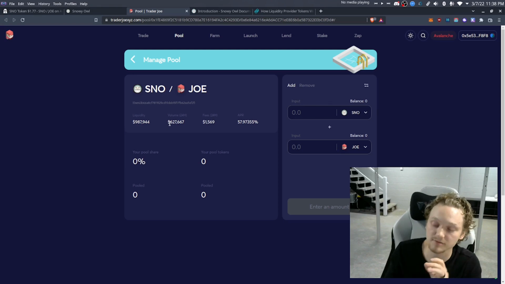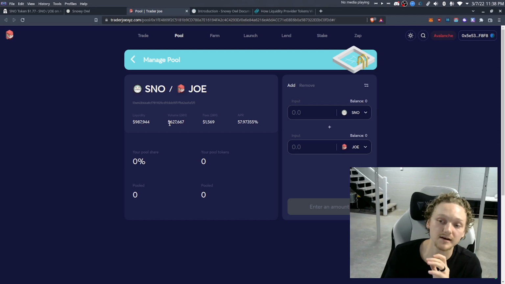And those are separate tokens that contain your tokens inside of it. It sounds a little bit complicated, but really you're just given a 1-to-1 ratio, and in turn, you get those coins, and then you're able to use them in other DeFi platforms such as SnowyOwl. So that's kind of what an LP is.